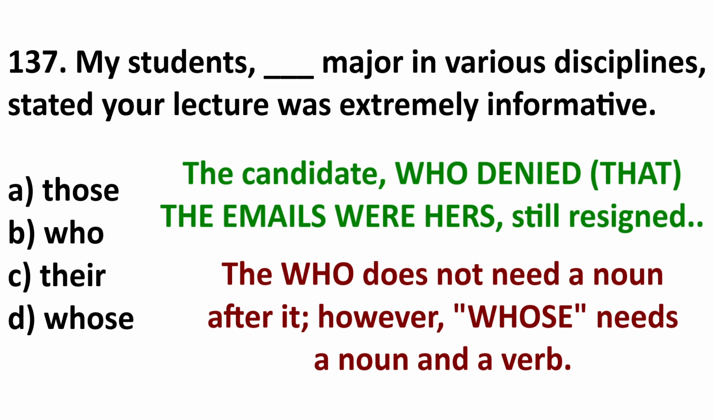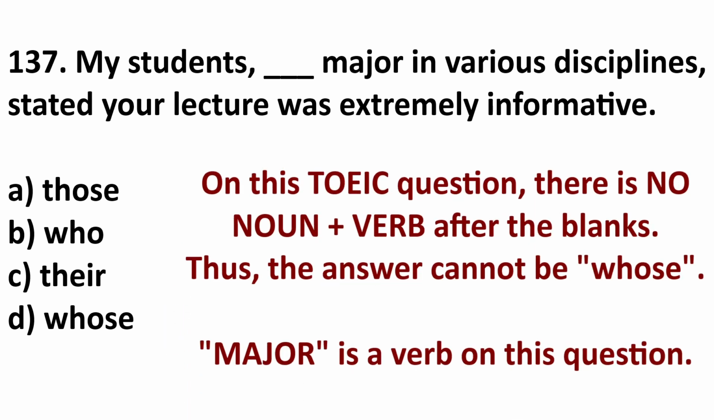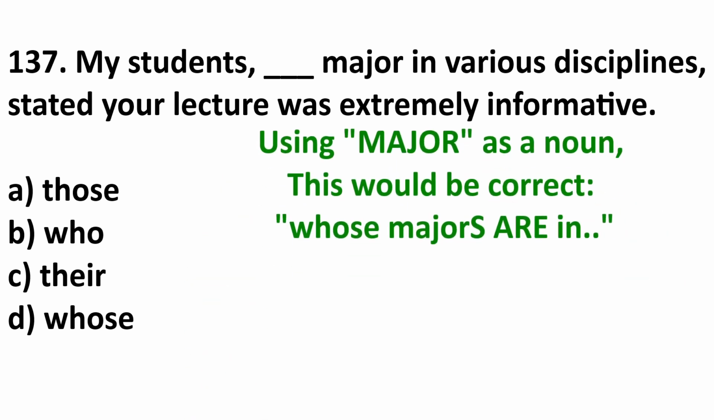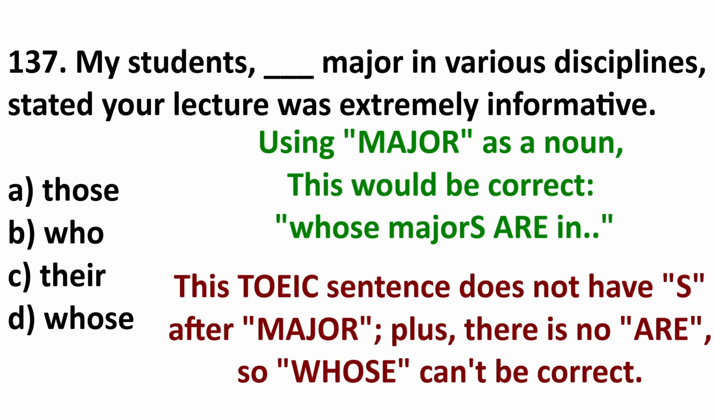Okay, so let's look at this TOEIC question. Notice, as we said before, major can be a verb. In this situation, it is a verb. If I say the noun, I would need to say majors are in. For example, you could say my students whose majors are in various disciplines. So I've got whose noun plus verb.